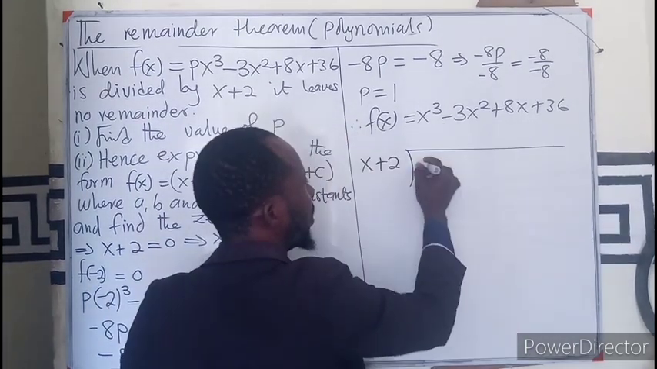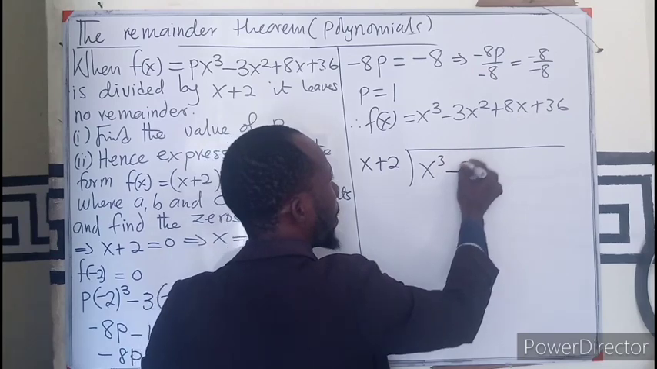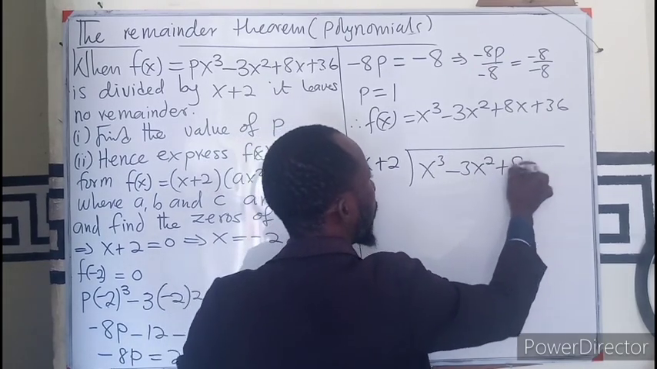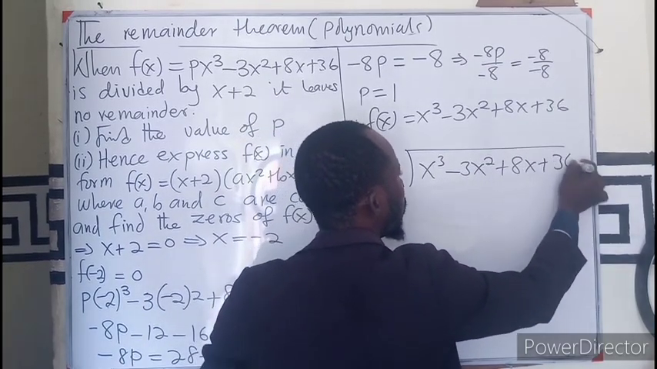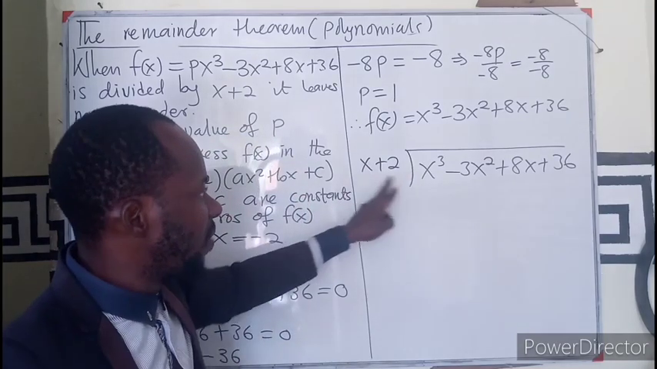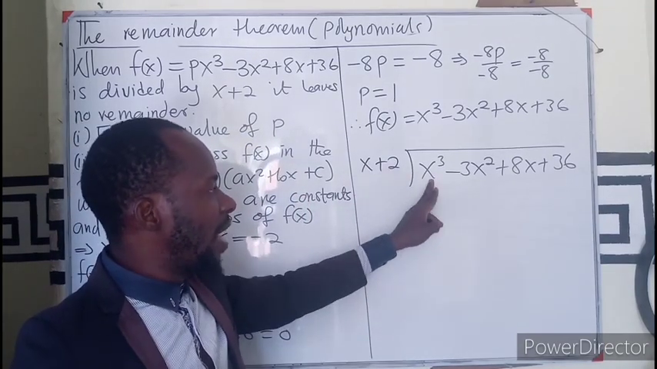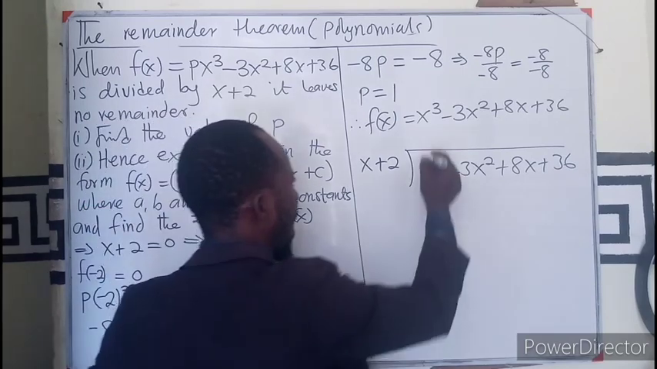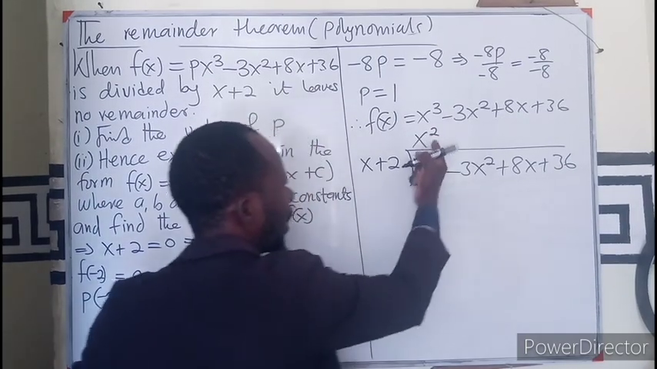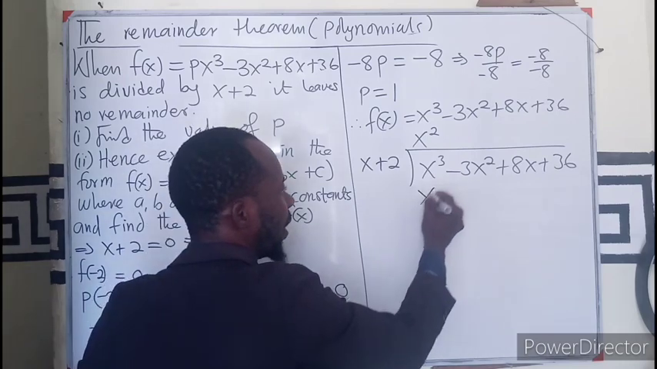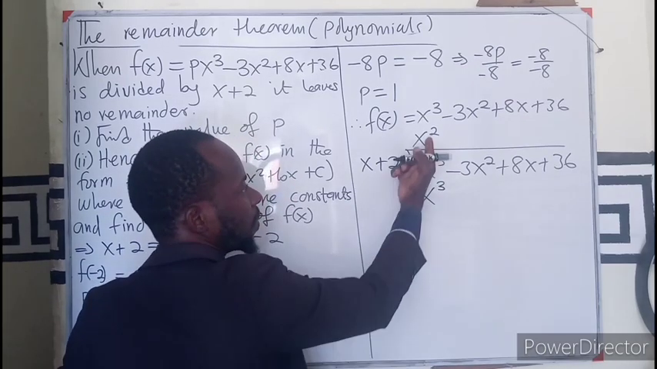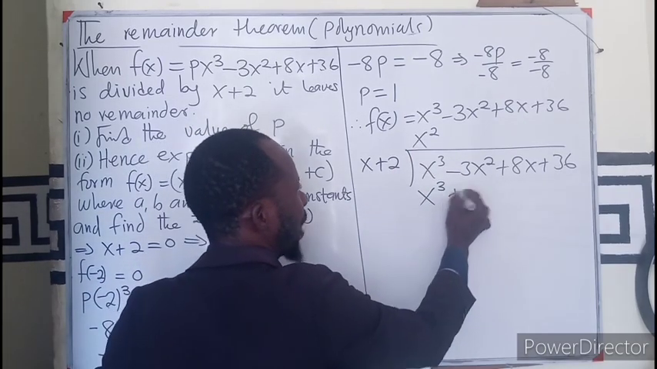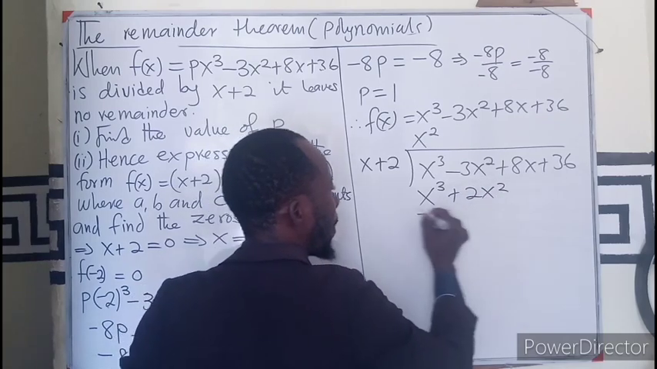This will be x to the power 3. You divide only the first one. Dividing power of 3 by power of 1, the power decreases to 2. So we have x squared. Let it multiply back to give you the same number. Multiply this to give you plus 2x squared.